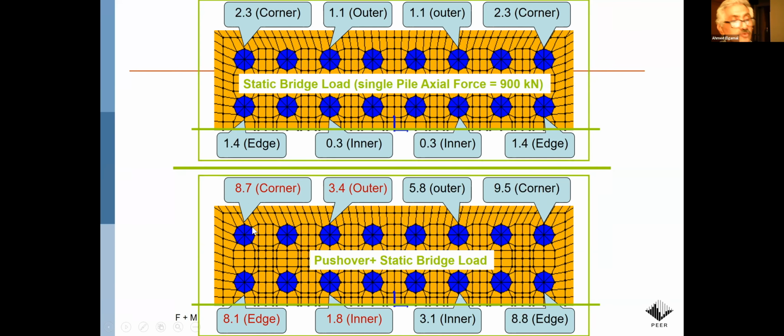And you see these huge numbers, 8 times the 900 kilonewton, are happening in tension. And there is a very good chance that, of course, the pile to pile cap connection will not carry this kind of load, and there will be separations if a scenario like this takes place.